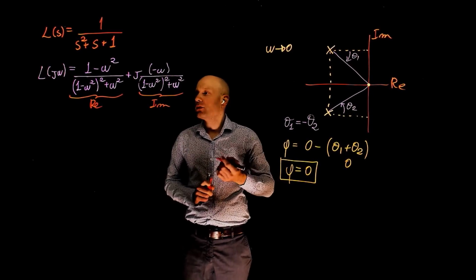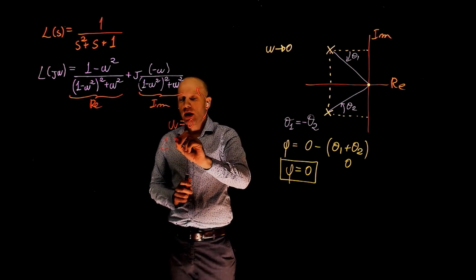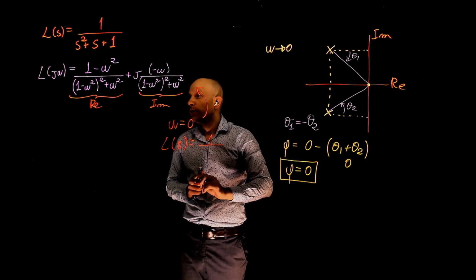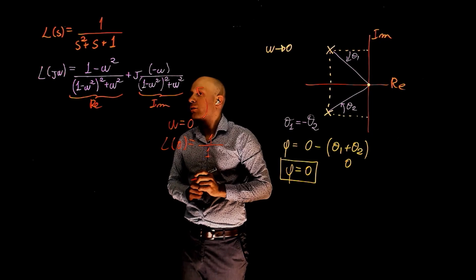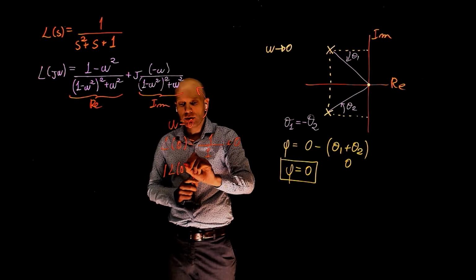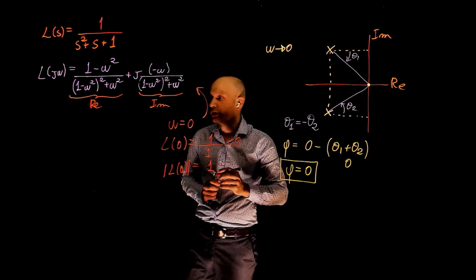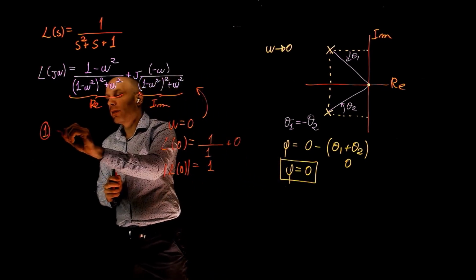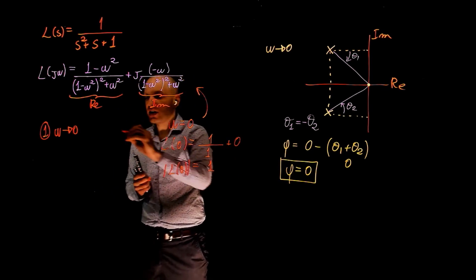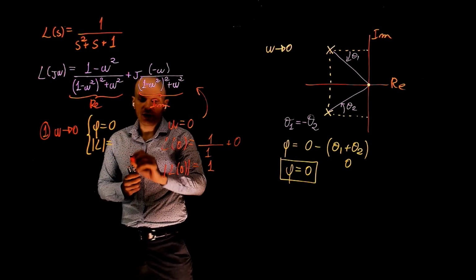We can now go to our expression and simply replace omega with 0. When omega equals 0 here, what do we get? L of 0 gives 1 over 1 plus 0. So the magnitude of L at 0, when frequency is 0, is simply 1. So this is the first point of interest for the Nyquist plot. Let's write it here. When omega tends to 0, we have a phase of 0 and a magnitude of 1.